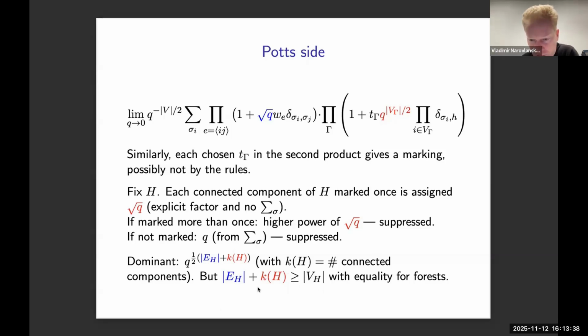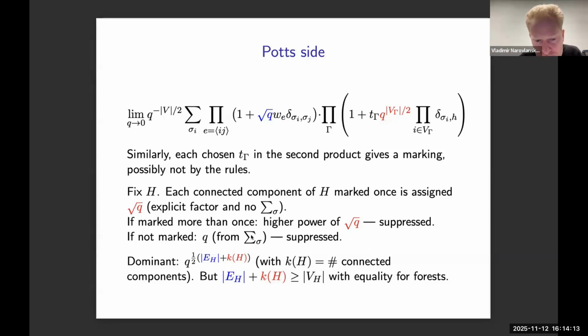Okay. So that means that because this is the power of q, if you want to minimize the power of q, since you take q to 0, you have to have an equality here. You don't want to have this to be bigger than vH. You want this to be equal to vH. And so you get that this is equal to vH precisely for forests. So the q goes to 0 limit gave you 2 things. It gave you that all the markings are correct. There is 1 dot in every connected component. And there are only forests in the sum over subgraphs H. Okay.